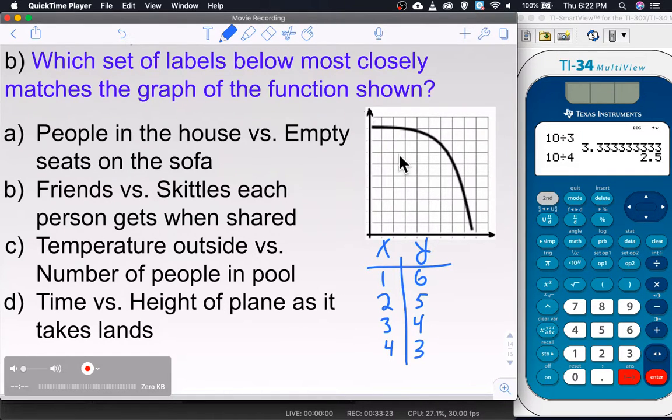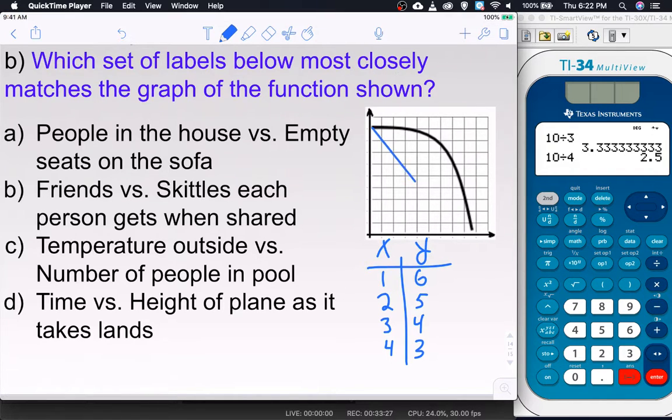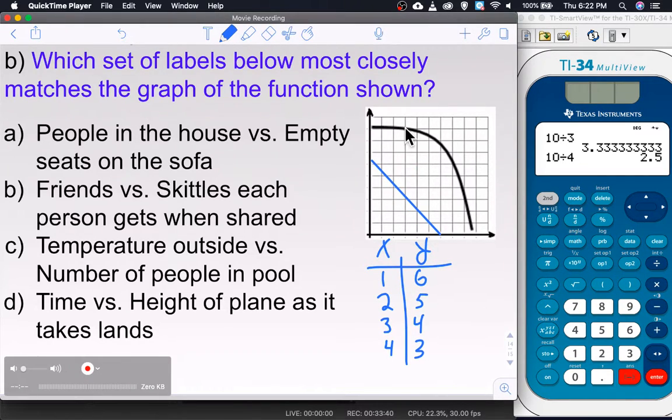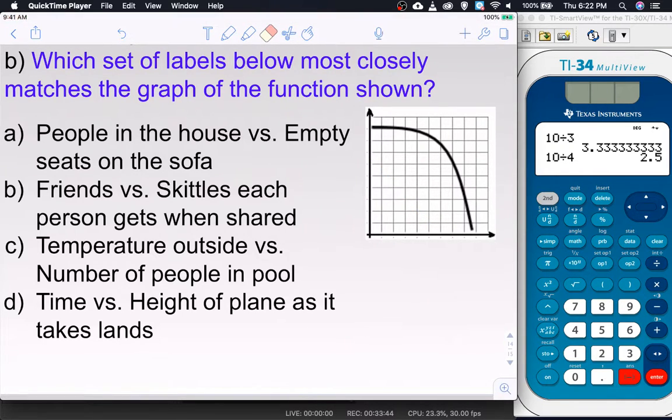This is not showing a nice linear graph. That would look like something like this. Or, you know what? I could even graph these points on here. 1, 2, 3, 4, 5, 6. And it would go down by 1, 1, 1, 1, 1. Something like that. That's not exactly what we're showing here. So I'm going to say it is not letter A. That's linear.